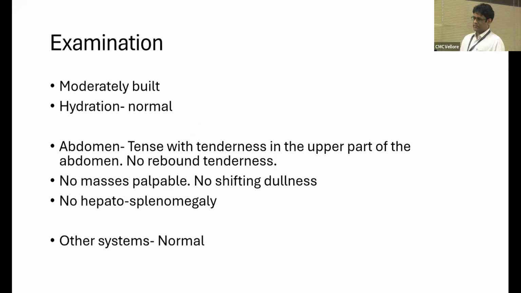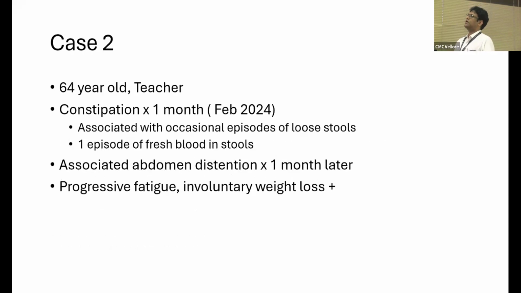Now let's go to the next patient, right? This is a 65-year-old lady. She presented in February of this year with constipation for 1 month. And associated with the constipation, she had episodes of loose stools, and 1 episode of fresh blood in stools. On going back, she said she was perfectly well till February, then constipation, few episodes of loose stools, and then 1 episode of fresh blood in stools.